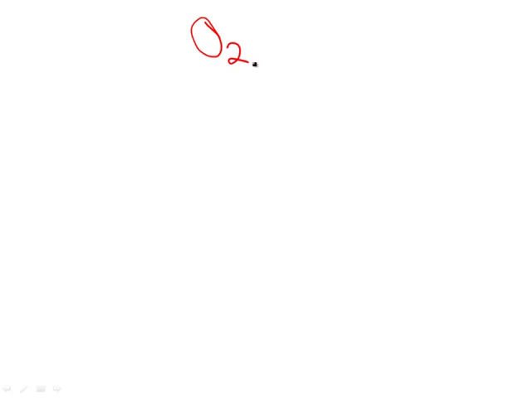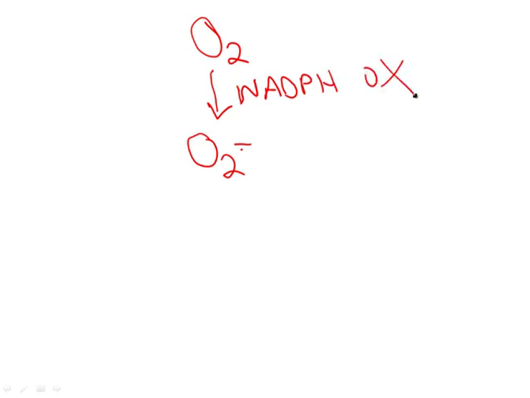with oxygen. And one of the very first reactions that's going to occur is that oxygen is going to be converted to superoxide. All right, so superoxide. And the enzyme that does this is NADPH oxidase. So that's the first step. NADPH oxidase will take oxygen and convert it to superoxide.